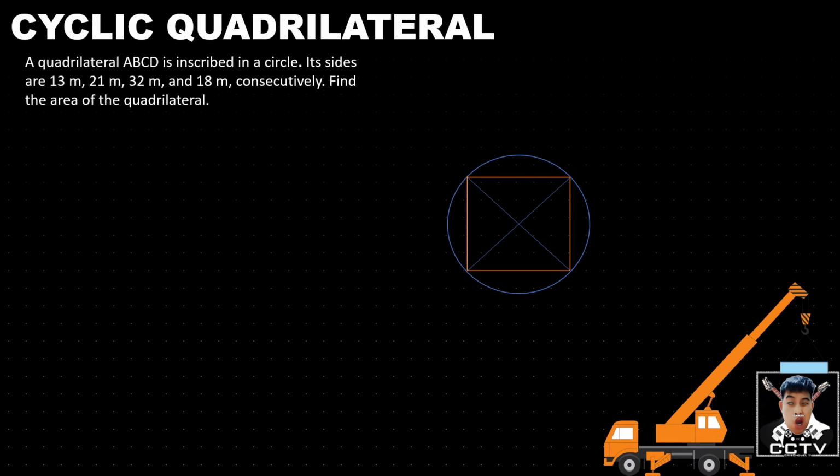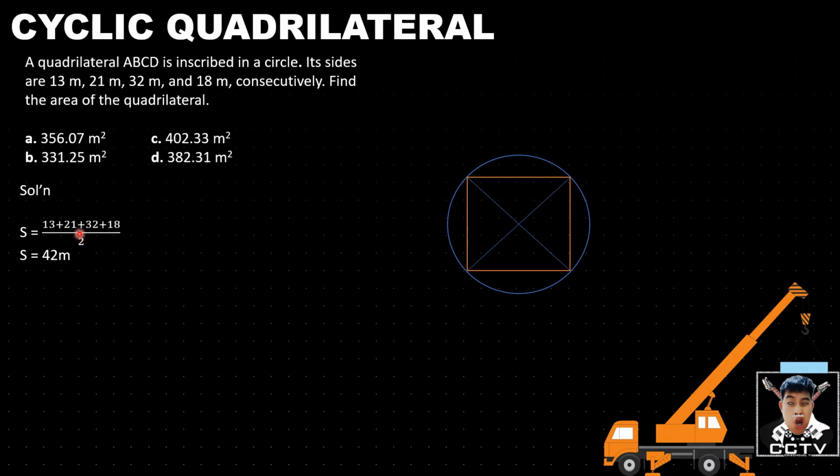Example tayo dito. Sabi dito, a quadrilateral ABCD is inscribed in a circle. Its sides are 13 meters, 21 meters, 32 meters, and 18 meters consecutively. Find the area of the quadrilateral. We have our choices. And ito yung solution. Kunin natin. Alam natin na given yung sides. So, we'll use the Brahmagupta's formula or yung isa kanina sa baba niya.